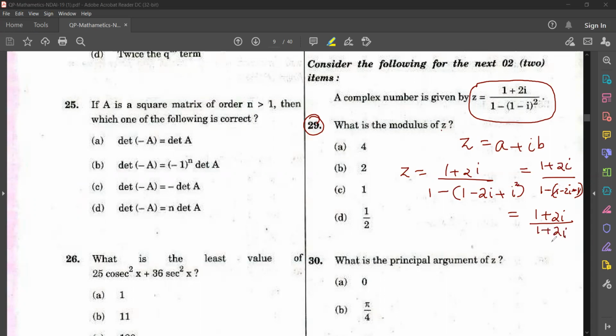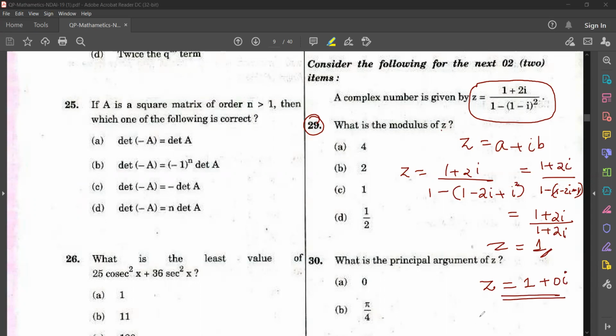1 plus 2i by 1 plus 2i. So you will get the answer as 1. That means z is equal to 1. So z is equal to 1 means 1 plus 0i, isn't it? So this is the required complex number.